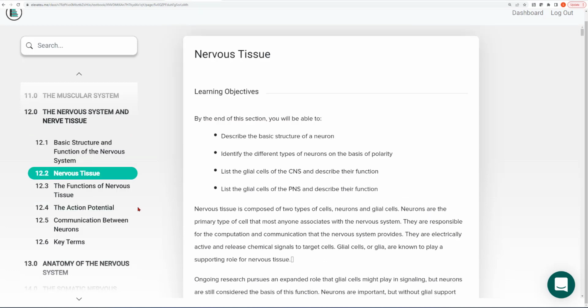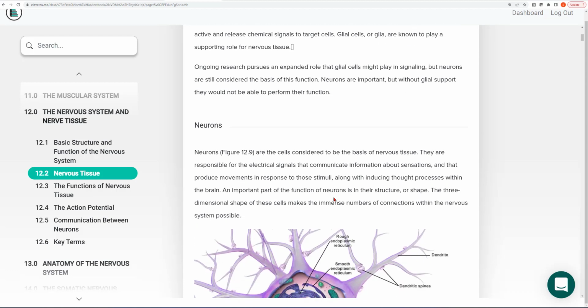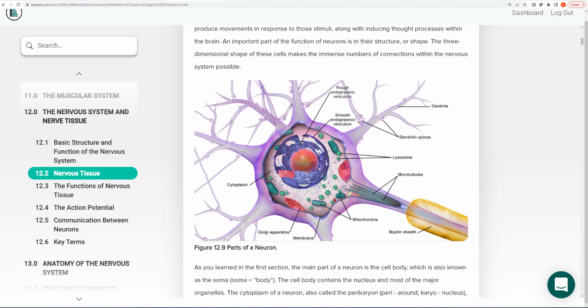So in this section, we're going to be taking a look at the structures of neurons, learning about the different types of neurons. We'll also be taking a look at the glial cells of both the CNS and the PNS. So let's first take a look at a neuron. In this illustration, let's take a look at the basic parts.